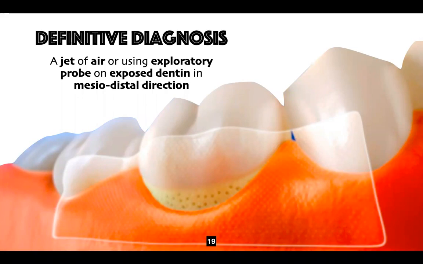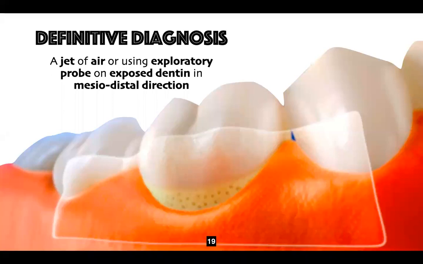I'm showing you how the exposed dentinal tubules look in the SEM section, which is the scanning electron microscopic section. If you look at the dentine, this is how your dentine will look with exposed dentinal tubules.